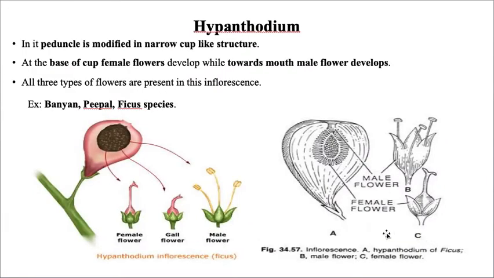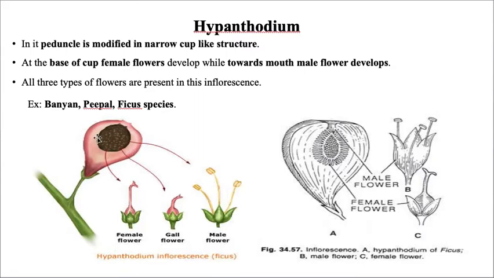Hypanthodium, you are eating, actually you are eating this, what you call anjeer. Ficus, this anjeer is the best example, you are eating it also. In this hypanthodium, the peduncle is modified to a narrow cup-like structure. Look, narrow cup-like structure.